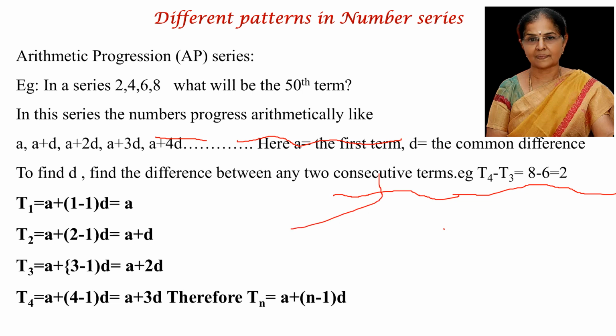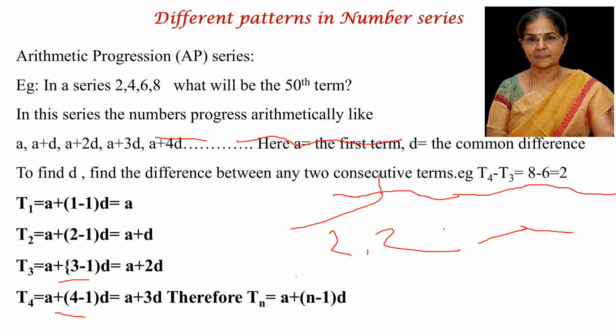How do you find the common difference? You find the difference between any two consecutive numbers. That is, you can find the difference between 8 and 6, or 6 and 4, or 4 and 2. The difference is 2. So what is the first term? 2. D is also 2. Now, see this formula. How do you find the nth term? The nth term is Tn. T1 is the first term, T2 is the second term, T3 is the third term, and T4 is the fourth term. And how do we find it? The first term is A plus (1 minus 1) D, which is equal to A. And what is the second term?